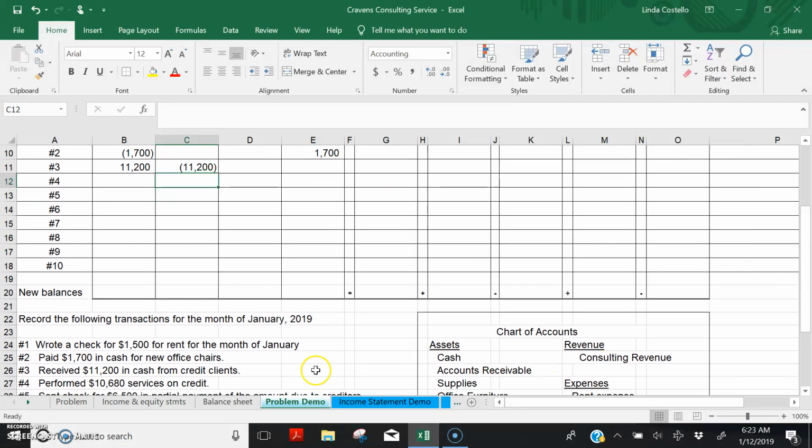We perform services $10,680 on credit. So what accounts are involved, and do their balances increase or decrease? When you perform services, that means that you have earned the income. So we're going to increase our consulting revenue account, but we didn't get the cash right away. We gave our customers time to pay the balance. So instead of increasing cash, we're going to increase accounts receivable.